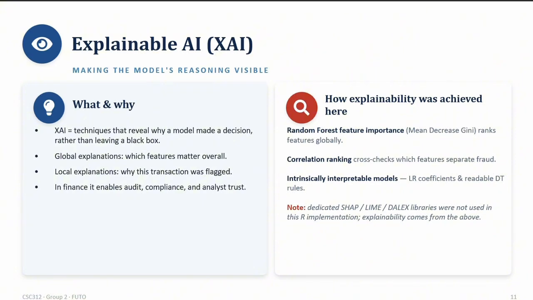For explainability, we relied on feature importance from our random forest model together with our earlier correlation analysis. Instead of using external tools like SHAP or LIME, we chose a simpler approach that still clearly showed which variables had the greatest influence on the model's decision.